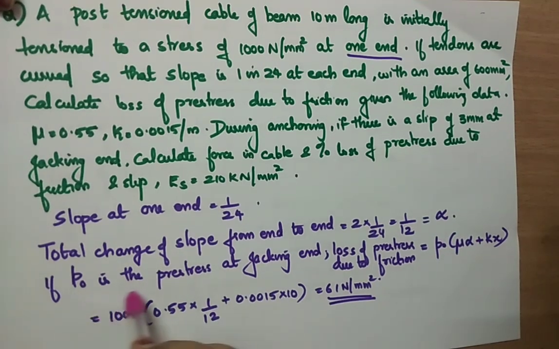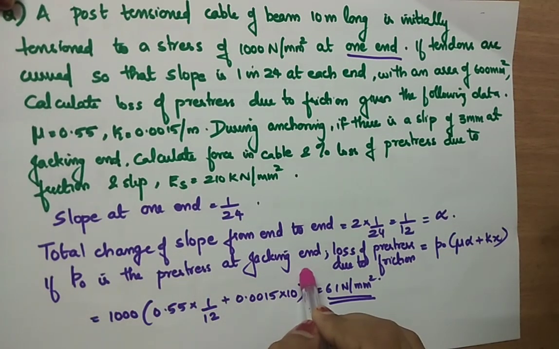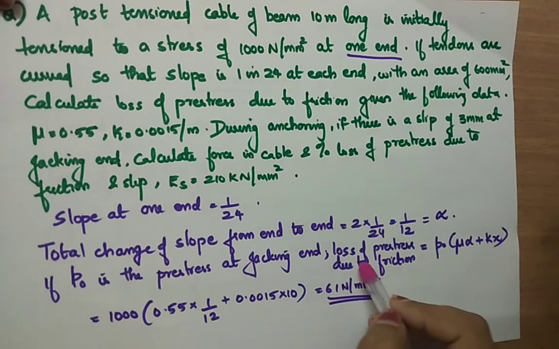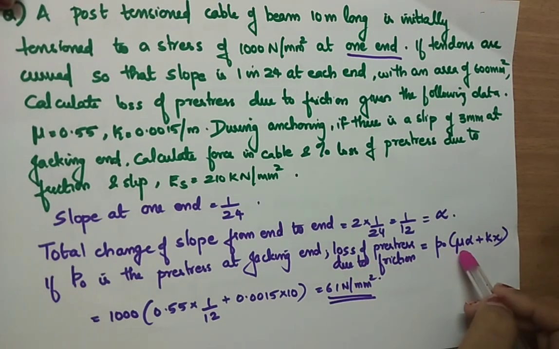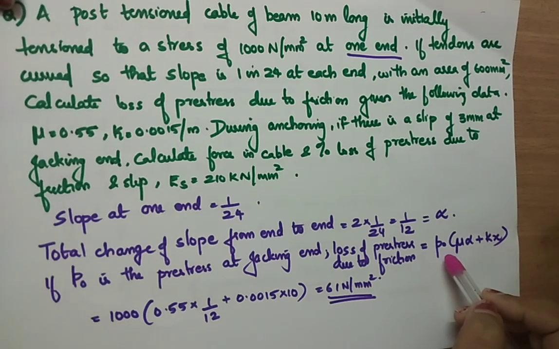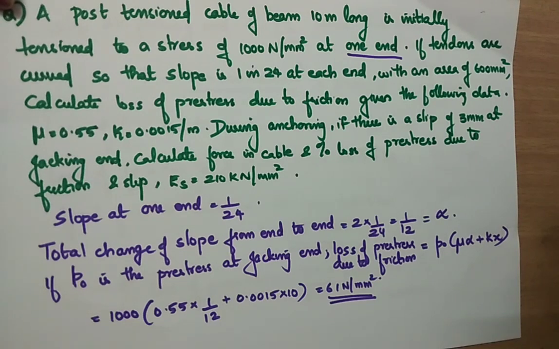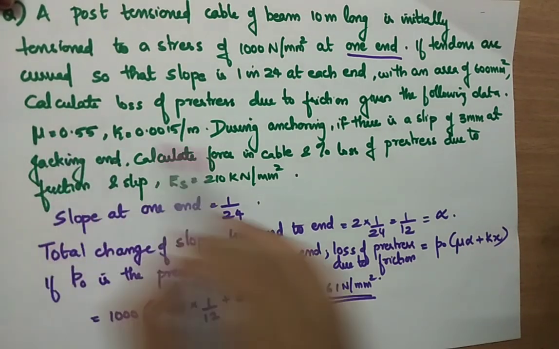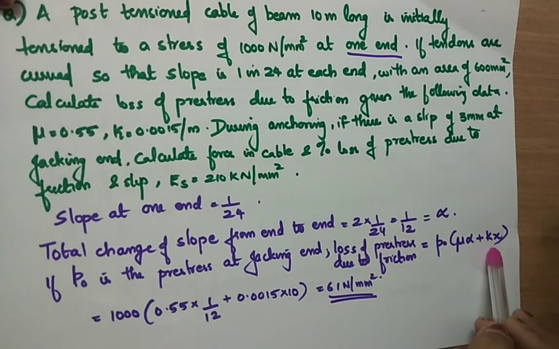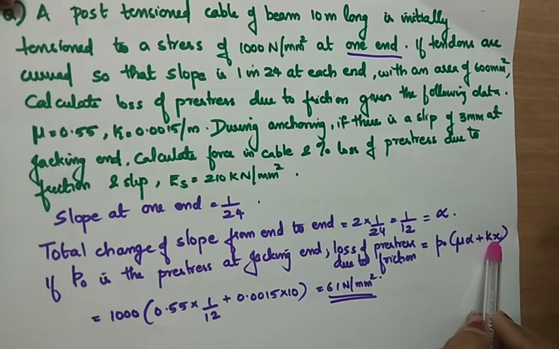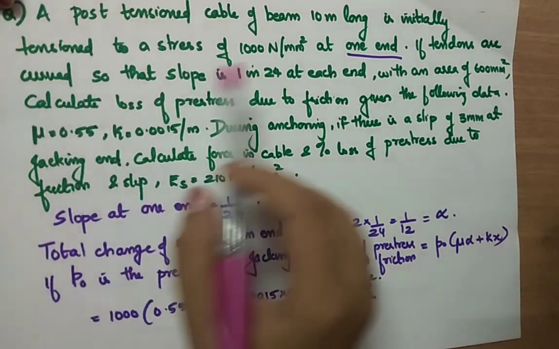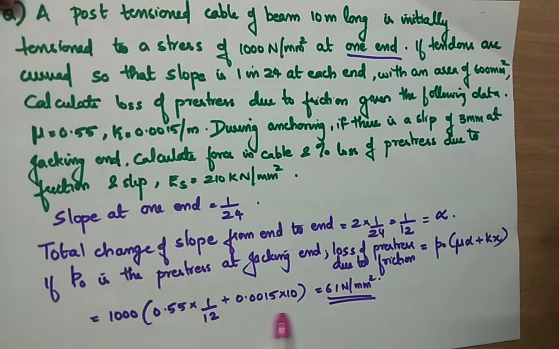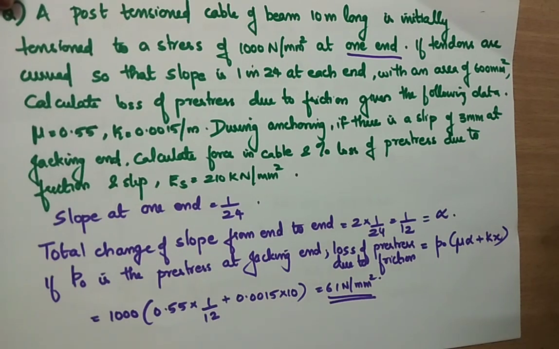Now if P0 is the pre-stress at the jacking end, then the loss of pre-stress due to friction will be P0 into mu alpha plus Kx. We know the value of P0, which is 1000 Newton per mm square. We know the value of mu, it is given in the question. We know the value of alpha, it is 1 by 12. We know the value of k, it is given in the question. We know the value of span, which is 10 meter. So on substituting, we get the loss of pre-stress due to friction as 61 Newton per mm square.